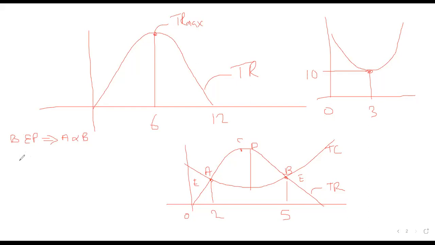At point E, we're making a loss. So this is a point where what? Our total cost is more than our total revenue. Here, our total cost is equal to our total revenue. And in point F, that is where we maximize profit.